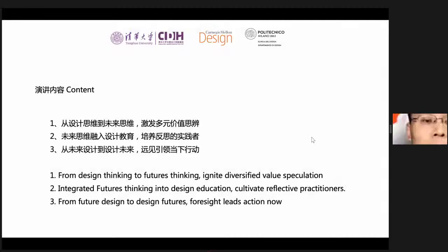My topic is from design thinking to future thinking, foresight, and this changing. I'm from the Fine Art School of Tsinghua. Christopher talked about the book that he worked on with me. Today, my presentation will fall into three parts. The first is from design thinking to future thinking, ignite diversified value speculation. The second is integrating futures thinking into design education, cultivate reflective practitioners. The third is from future design to design futures and to lead our action.